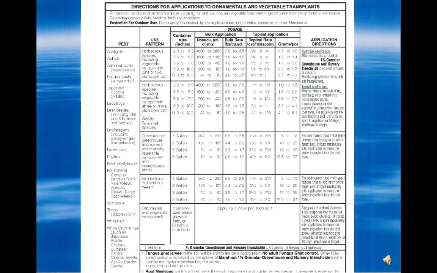This is page 2 from the same label. It is hard to read, but to control aphids in 3.5 to 5-inch containers, the lowest rate specified is 1 gram per pot. There are usually other restrictions and prohibitions listed throughout a pesticide label. Note on the bottom of this label, there is an indication that the product will not control adult fungus gnats. So again, it is important that you read the entire pesticide label prior to using this product.